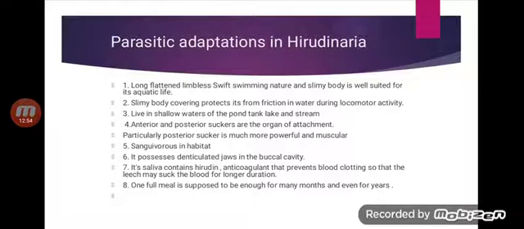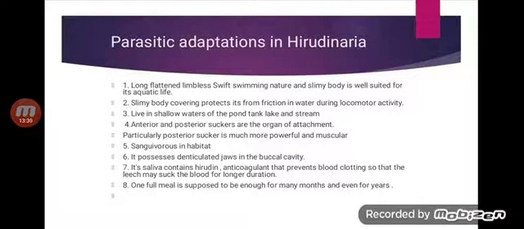And it prefers to live in shallow waters of the pond, tank, lake and stream. The anterior and posterior suckers are organs of attachment. Particularly, the posterior sucker is much more powerful and muscular. It is sanguivorous in habit, hence it must attach itself to the body of the host. So, its suckers help in doing so.